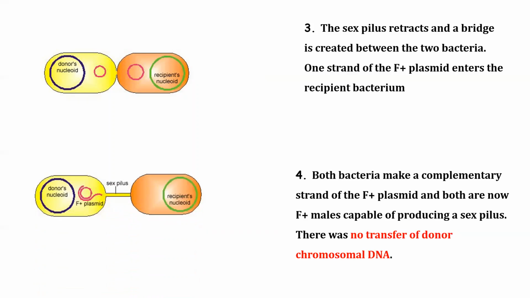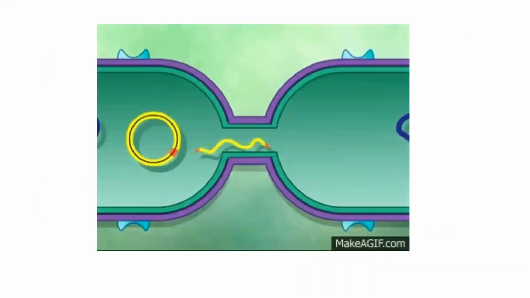Both bacteria make a complementary strand of the F plus plasmid, and both are now called F plus males, capable of producing a sex pilus. There was no transfer of donor chromosomal DNA. So this is how the F factor goes to the F minus cell to form two F plus cells.